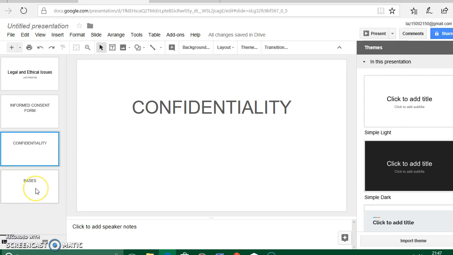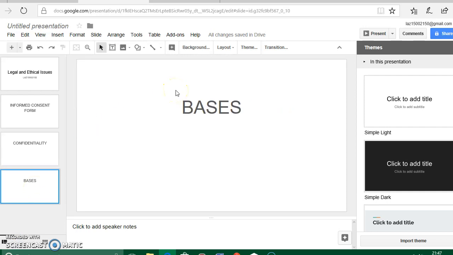The final thing I'll be talking about is BASES, and just touching up a little bit of information on BASES. BASES is the British Association of Sport and Exercise Science, and they are like the police of sport and exercise science research, and they govern all the research and make sure everything's running smoothly and everything's protected and safe. So they ensure that all the research is legal and ethical for the researchers and the participants.